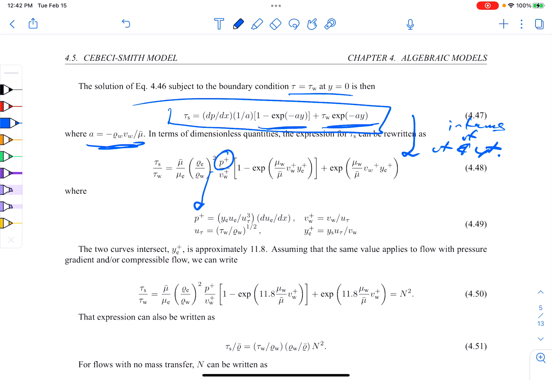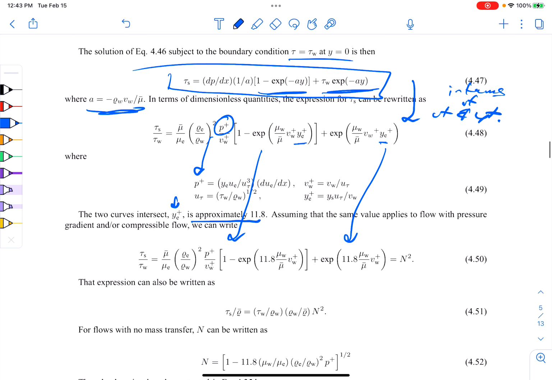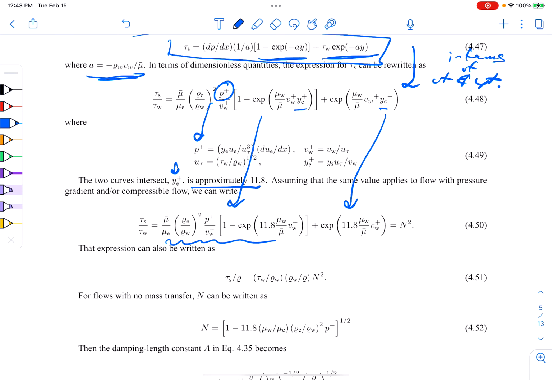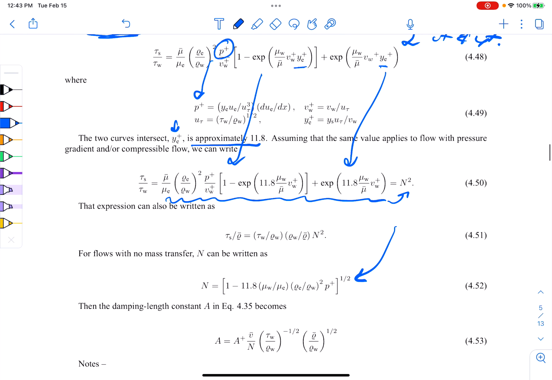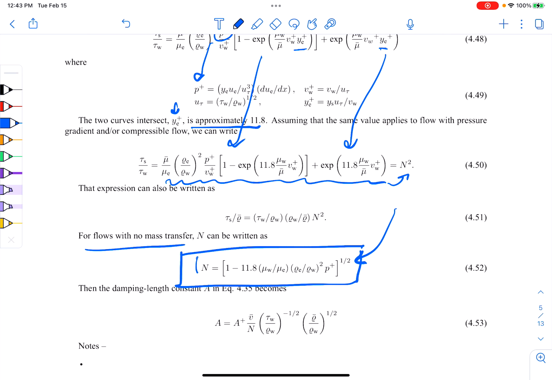So if you look at these equations, it turns out that there's some intersection, and these two curves intersect for y plus values of 11.8, and he takes this y plus 11.8 value and substitutes it into this equation, which is a little bit more handy. And this whole term here, he sets to n squared, where n is this term here, 4.52. And if there's no mass transfer through the wall, then n is simplified this way. So you'll see this n term in some of those papers too that's going to pop back out.